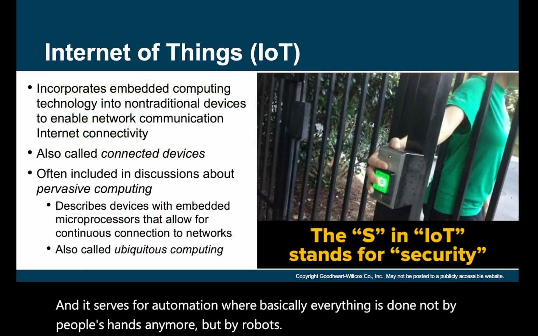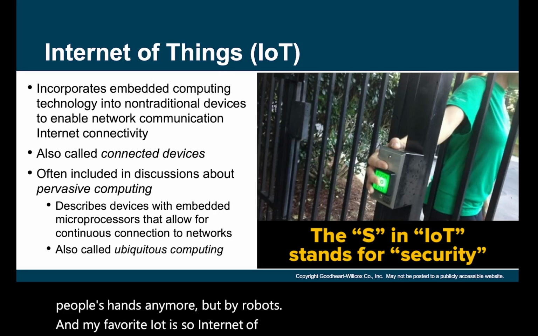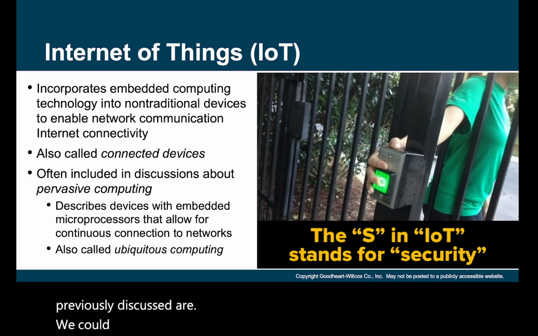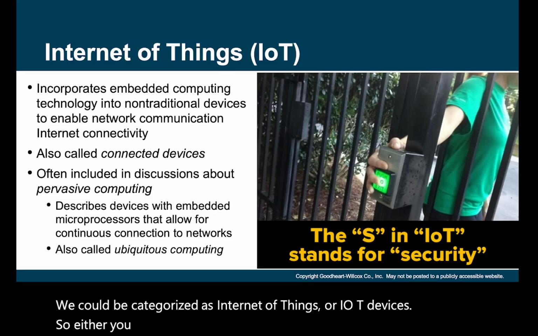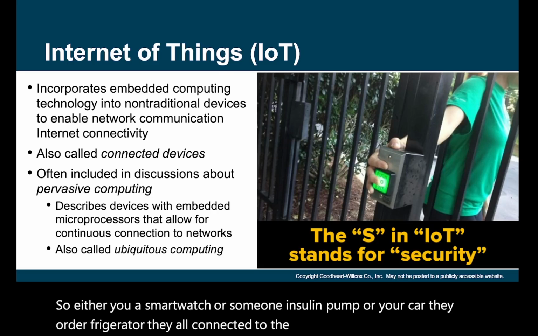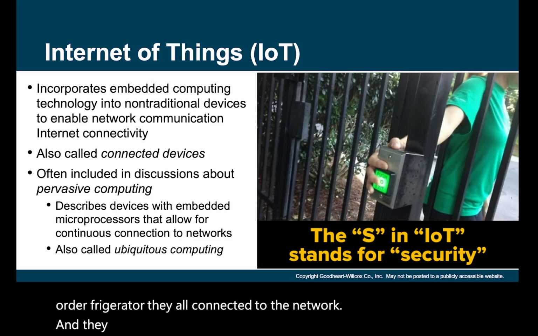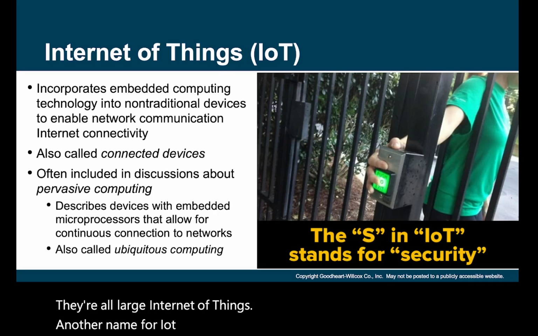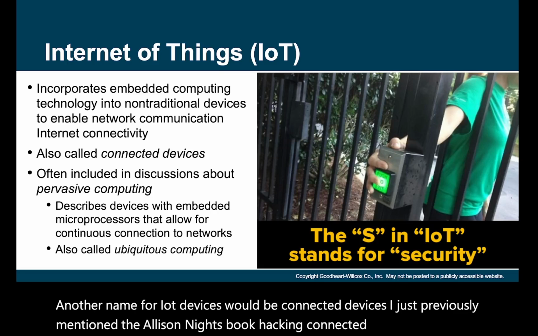And my favorite, IoT, the Internet of Things. All these devices that we previously discussed could be categorized as Internet of Things or IoT devices. Whether it's your smartwatch, someone's insulin pump, your car or your refrigerator, they are all connected to the network, and they all create their own large Internet of Things. Another name for IoT devices would be connected devices. I previously mentioned Alyssa Knight's book, Hacking Connected Cars. Our cars are connected devices now.